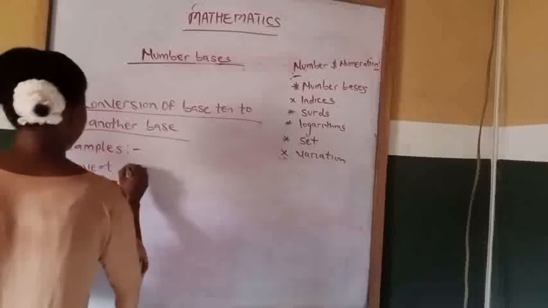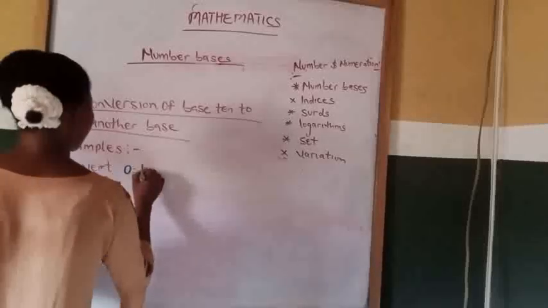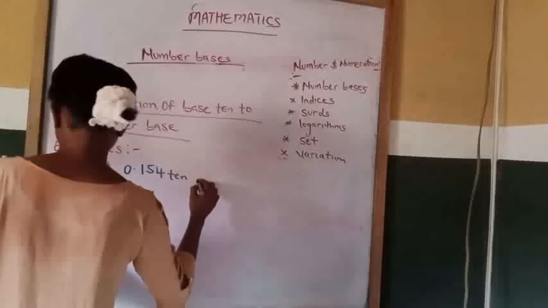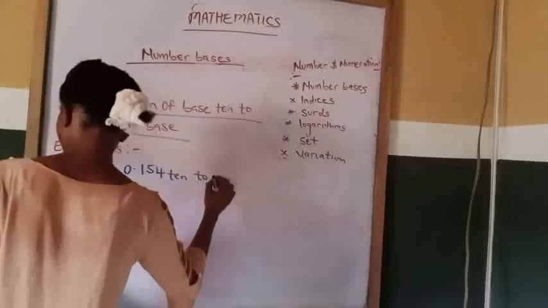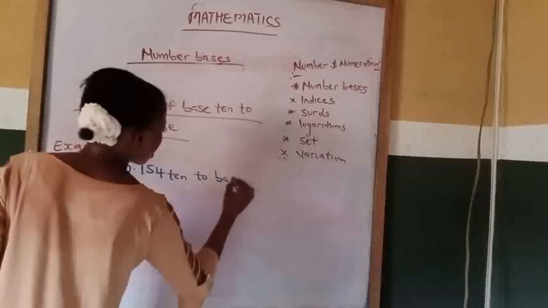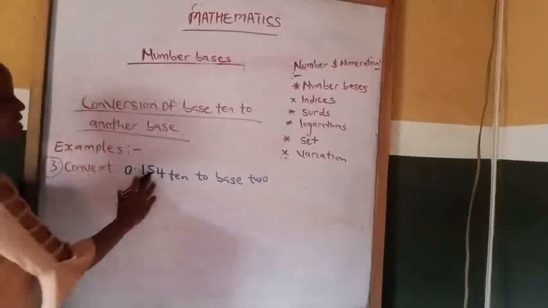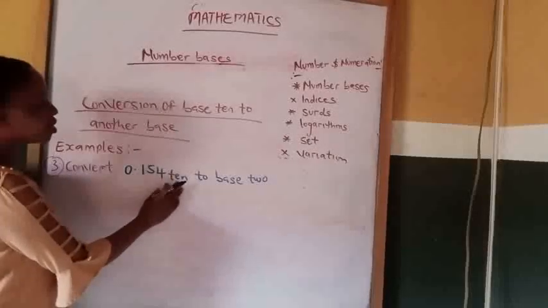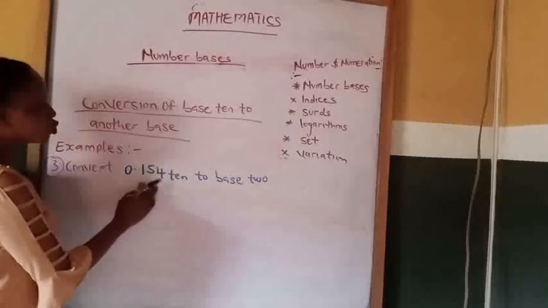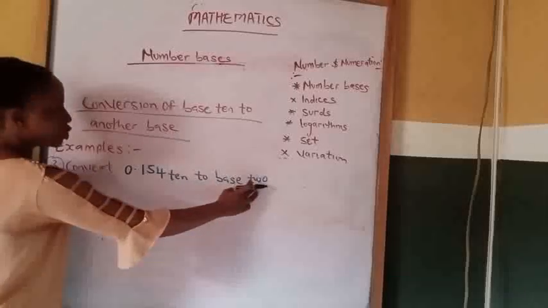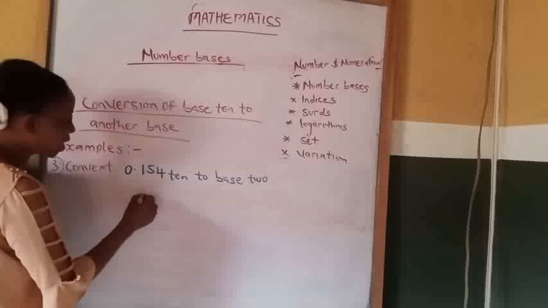Convert 0.154 base 10 to base 2. So this is a decimal number in base 10. We want to convert to base 2, so we multiply our decimal number by base 2.